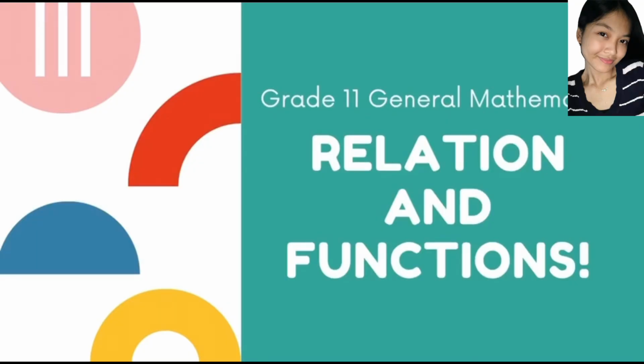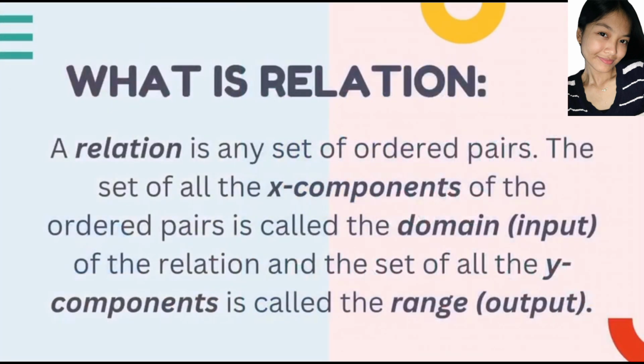Relation and functions. Before we start anything else, let us first define what is relation and functions. And after defining these two, we will have a practice. What is relation? A relation is any set of ordered pairs. The set of all the x components of the ordered pairs is called the domain or the input of the relation, and the set of all the y components is called the range or the output.